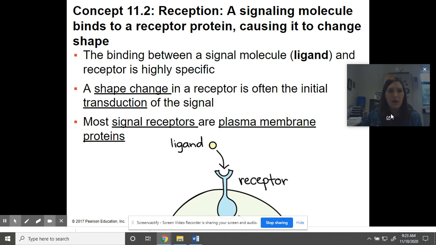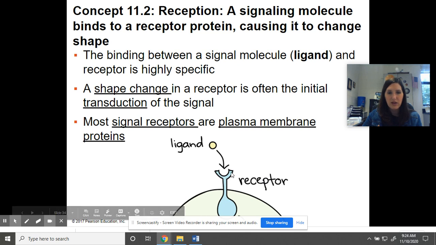All right, 11.2. Reception, a signaling molecule binds to a receptor protein, causing it to change its shape. So this is very similar to an enzyme where it binds and then changes shape. The binding between a signal molecule, ligand, and a receptor is highly specific. So they're going to call the signal molecule right here a ligand, and they're always going to call it that, ligand. So here's your receptor. I said it kind of looks like a letter Y. And the ligand is what is binding to that receptor.